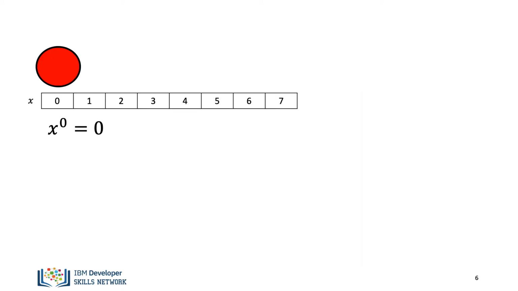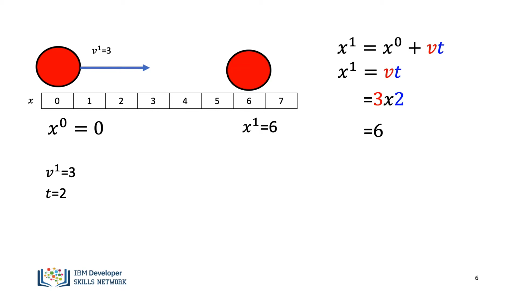Velocity is the rate of change in position with respect to time. Let's look at the case where the velocity is constant. We have a velocity of 3 and a time interval of 2. We can calculate the new position of the ball with the equation of the old position and incrementing it with the product of velocity and time. We get the new position. This is similar to the update rule for gradient descent and momentum.